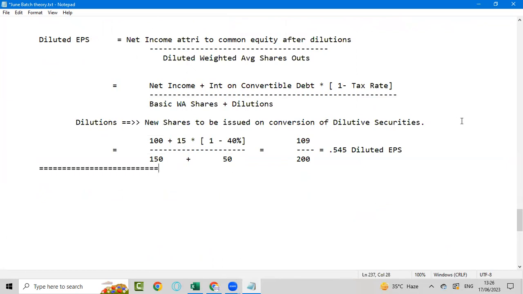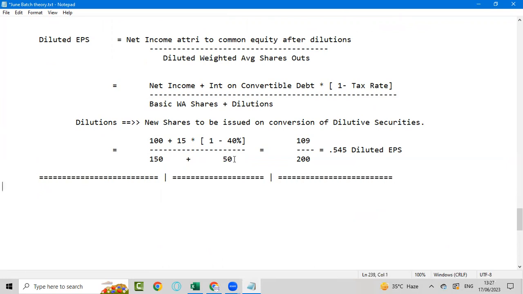Now, point is, how do we calculate this 50? Yeah. Someone wanted me to explain in Hindi. Have you understood that? We want to understand this 50.